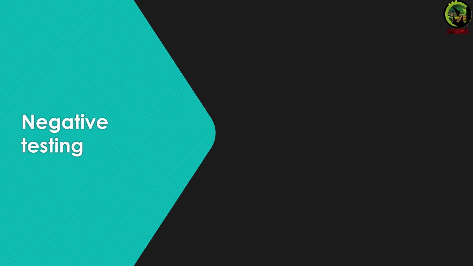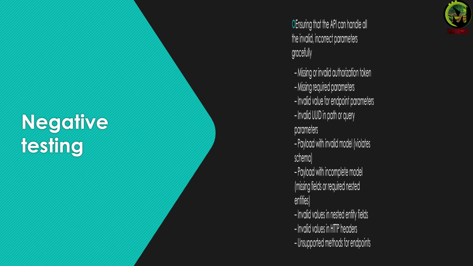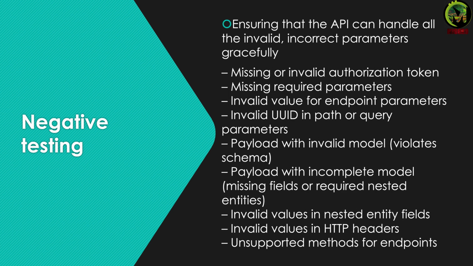Then comes negative testing. Negative testing is all about failing gracefully. No one likes an ugly exit, right? Especially when the stakes are high. Let's see some ways of doing negative testing. How does the API react if the request is missing an auth token or an invalid auth token?